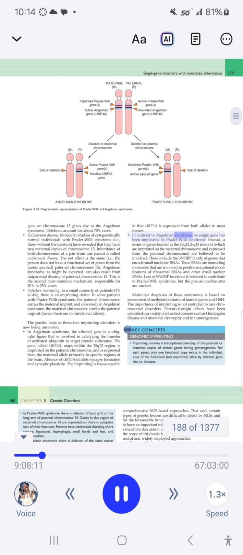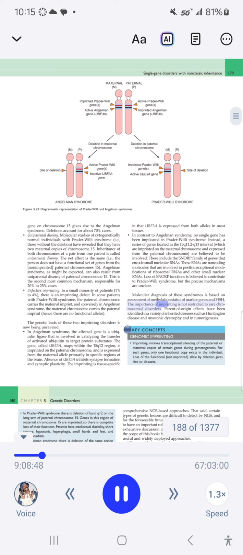In contrast to Angelman syndrome, no single gene has been implicated in Prader-Willi syndrome. Instead, a series of genes located in the 15q11.2-q13 interval, which are imprinted on the maternal chromosome and expressed from the paternal chromosome, are believed to be involved. These include the SNORP family of genes that encode small nucleolar RNAs. These RNAs are non-coding molecules that are involved in post-transcriptional modifications of ribosomal RNAs and other small nuclear RNAs. Loss of SNORP functions is believed to contribute to Prader-Willi syndrome, but the precise mechanisms are unclear. Molecular diagnosis of these syndromes is based on assessment of methylation status of marker genes in FISH.